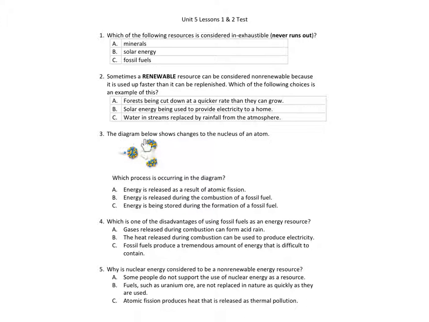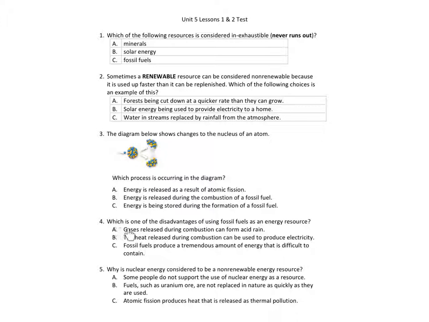Number 3. The diagram below shows changes in the nucleus of an atom. Which process is occurring in this diagram? A. Energy is released as a result of atomic fission. B. Energy is released during the combustion of a fossil fuel. C. Energy is being stored during the formation of a fossil fuel.